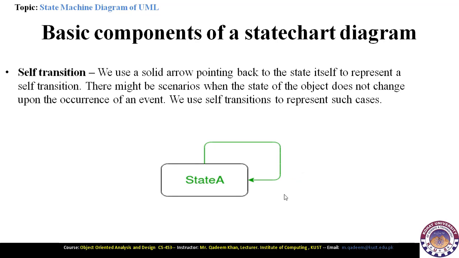Next one is called self transition. A self transition is like a function calling itself. Here we use a solid arrow line pointing back to the state itself to represent a self transition. There might be scenarios when the state of the object doesn't change upon the occurrence of an event. Then when the particular event occurs, the state does not change and the same state is called again. So we use a self transition to represent such cases. Exactly, it is like recursion, when a function calls itself.